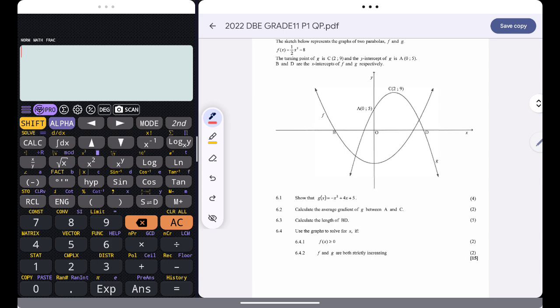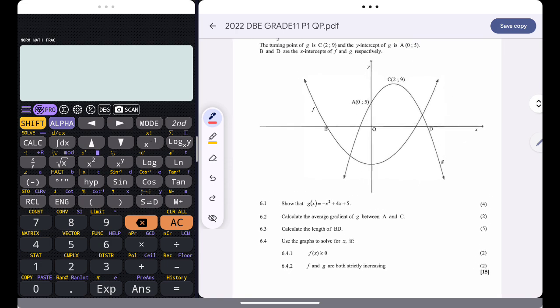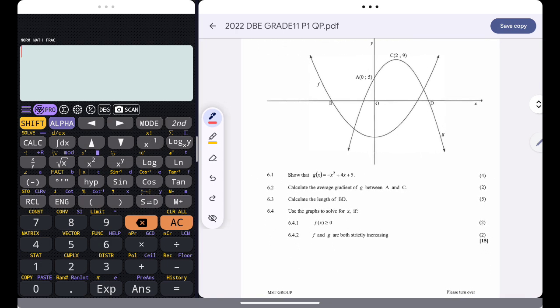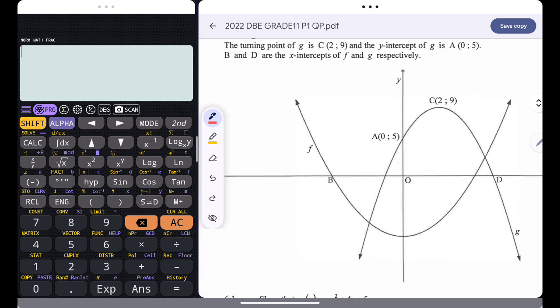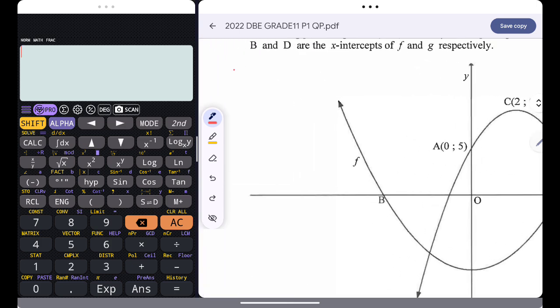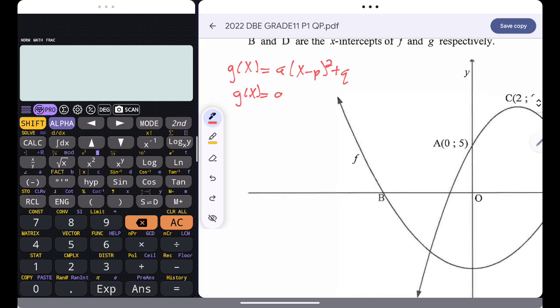Okay, the first question, they want us to show that the equation for the curve g can be written like that. Since I'm given the turning point, it simply means that I can write my equation like g of x is equal to a(x minus p) all squared plus q. So g of x is equal to a(x minus 2) squared plus 9.